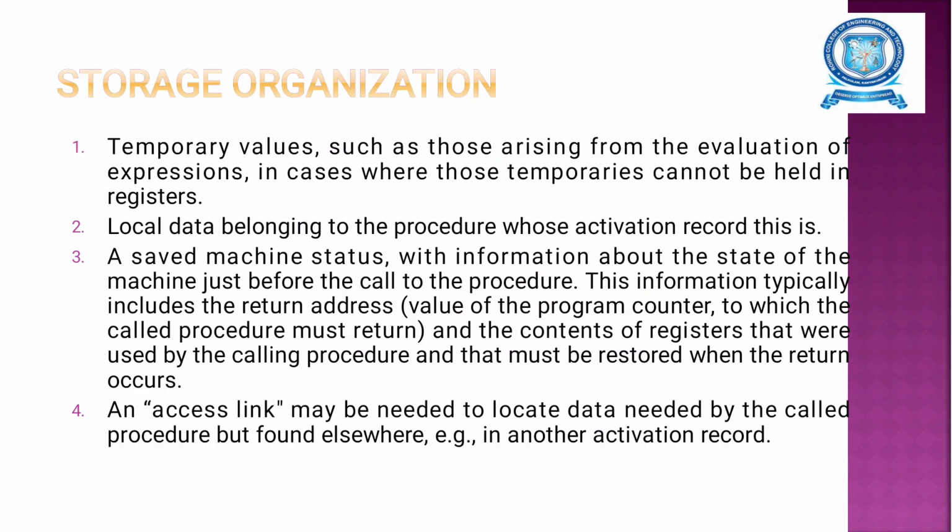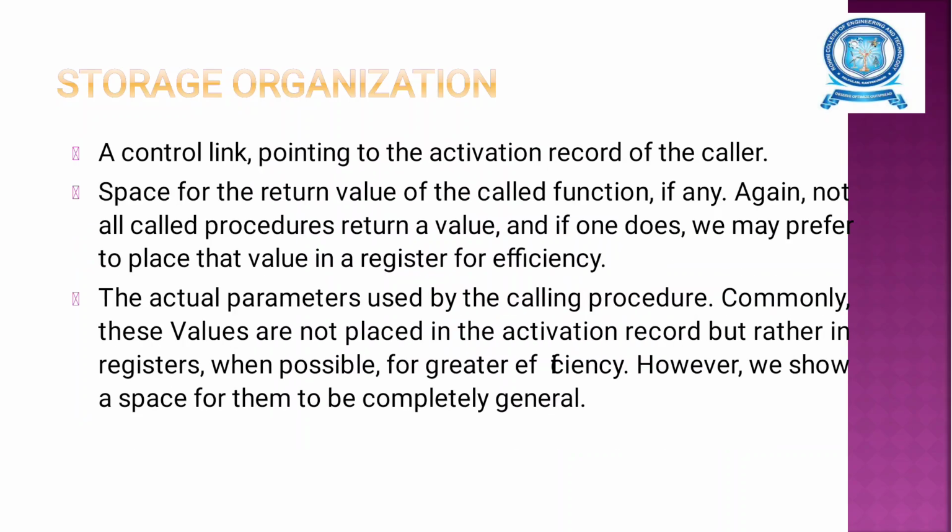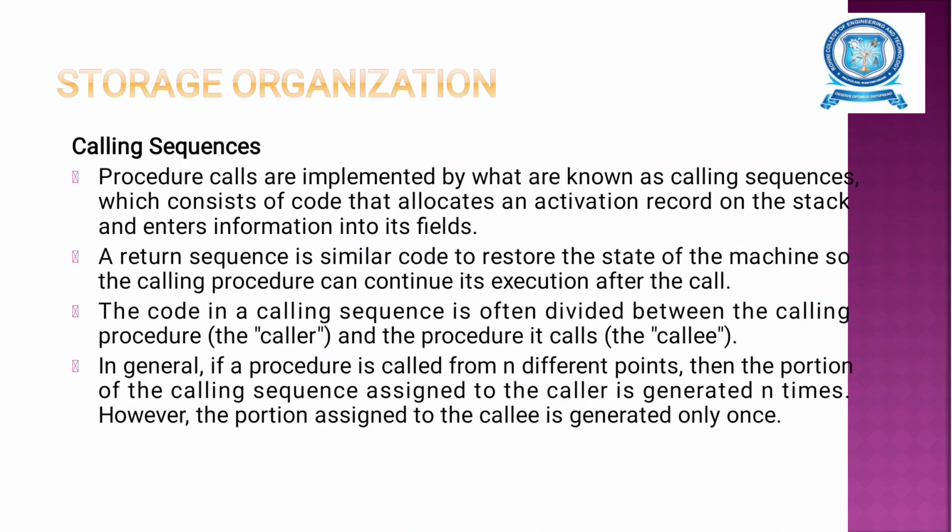Whatever the control is, it goes from one function to another during execution. The space for the return value of the called function and its return address are also stored in the activation record. The actual parameters used by the calling procedure are also maintained in the activation record.